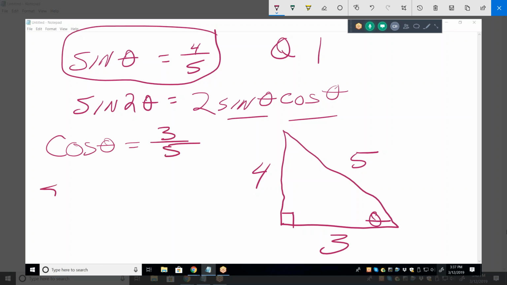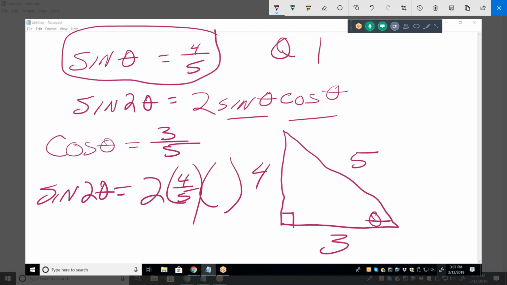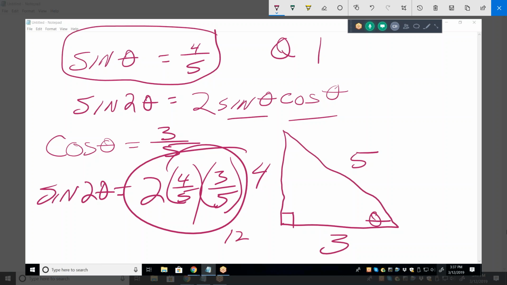So the sine of 2 theta equals 2 times, what's the sine of theta? And times the cosine of theta. And that's your answer, whatever that comes out to be. What is that, 24 over 10, which is 12/5. Oh, excuse me, 24 over 25. 24/25 is the sine of 2 theta.